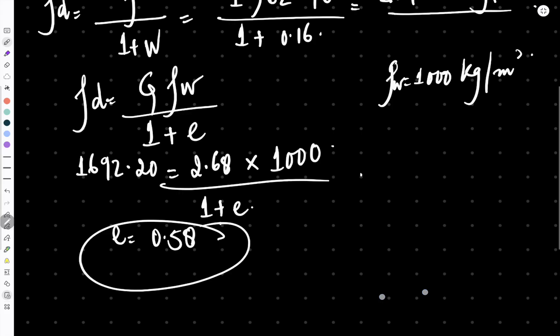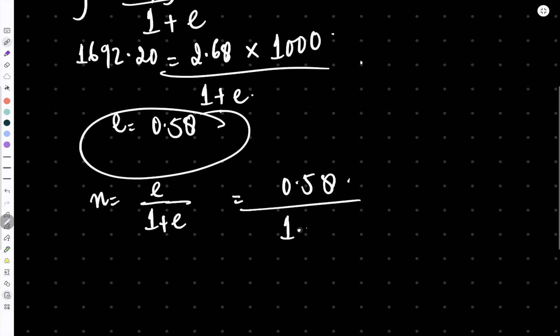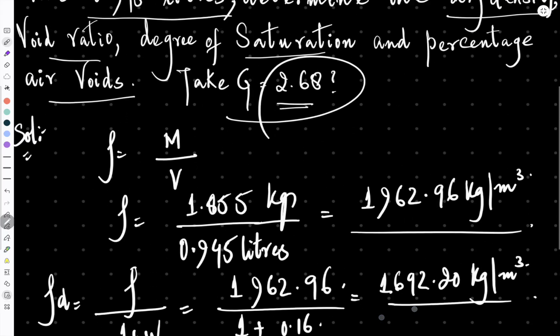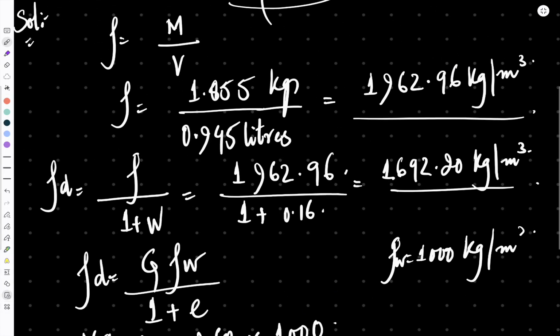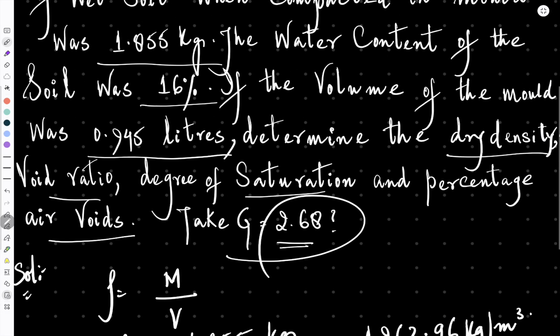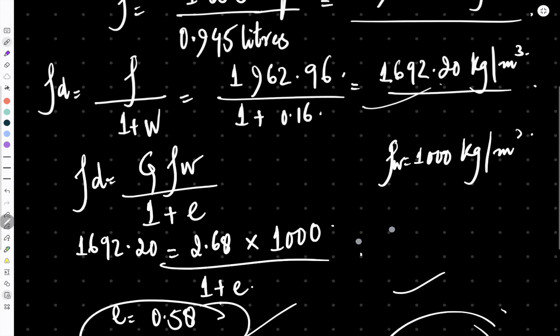When I have the void ratio, I can use the equation correlating porosity and the void ratio. So I'll also arrive at the porosity. Porosity is e divided by 1 plus e. e is 0.58 divided by 1.58. By calculations, it is 36.70%. Determine the dry density, we have found the value. Determine the void ratio, we have void ratio as 0.58.